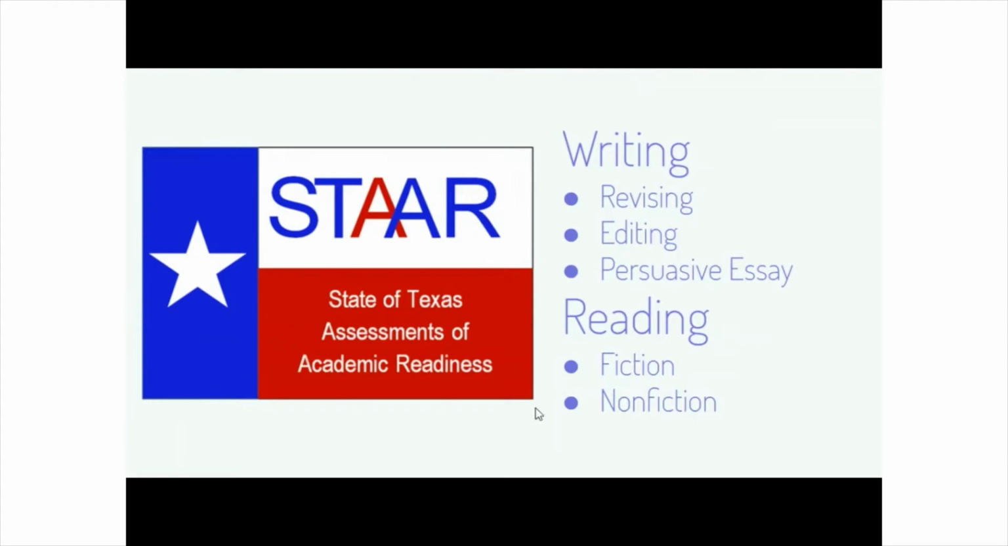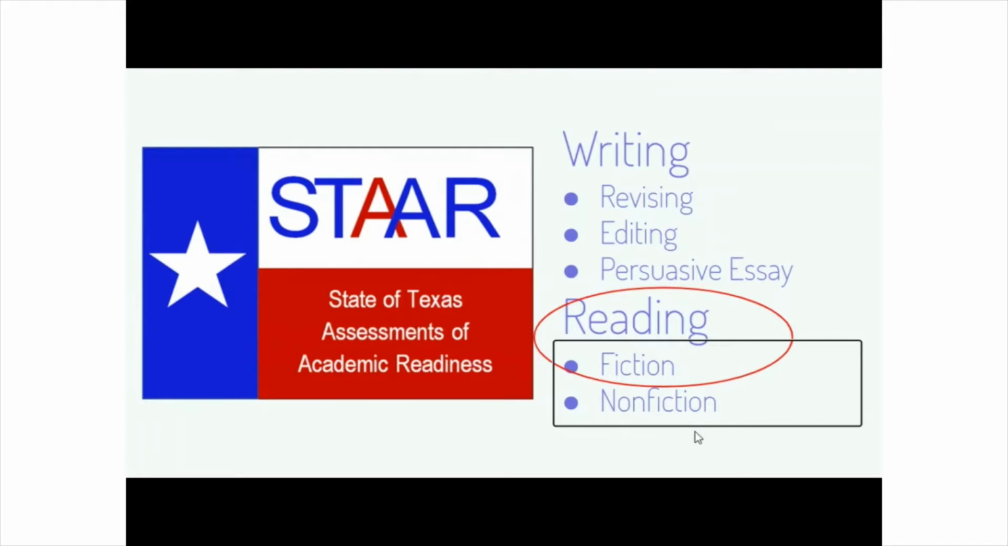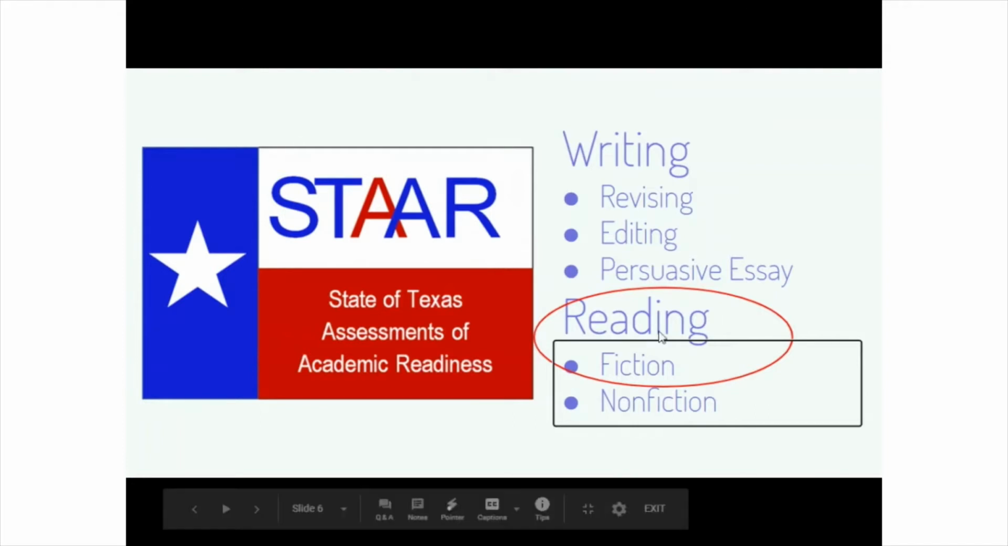And then we have the reading section. So today and next class, we're gonna go over that. Today in particular, we're gonna focus on fiction. Normally, nonfiction is the more difficult one, okay? Students tend to score lower on that. But for fiction, it tends to be easier. So let's talk about fiction.